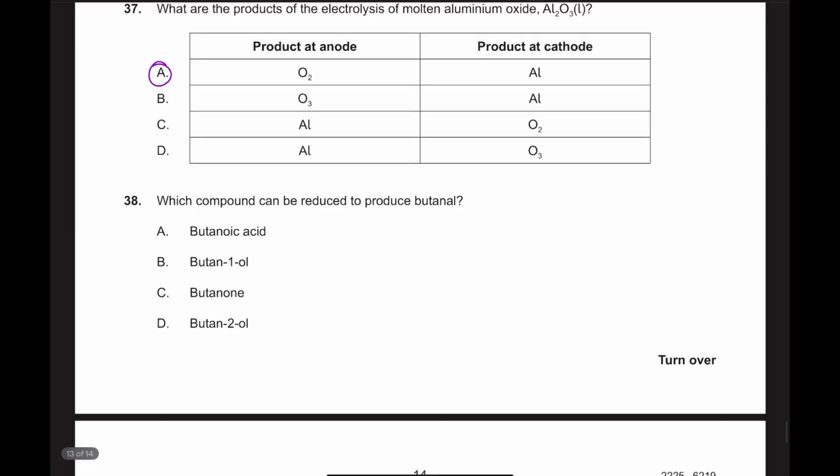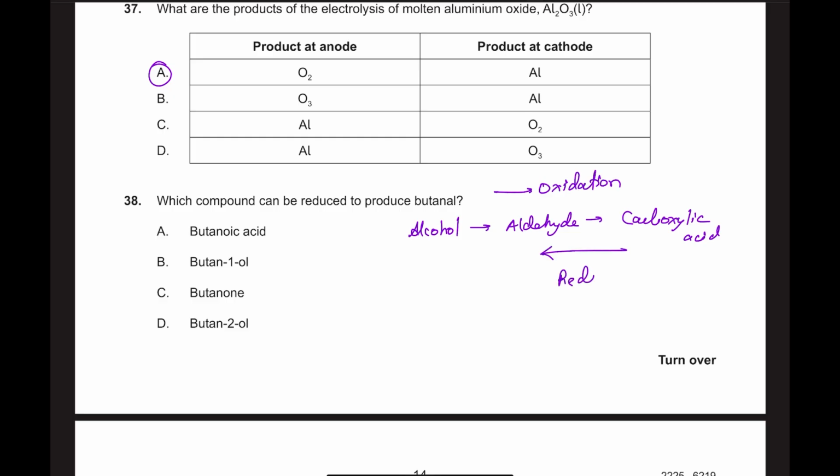Next, which compound can be reduced to produce butanol? If you look at the chain, alcohol, aldehyde, carboxylic acid. This is the oxidation chain. The opposite would be the reduction chain. So carboxylic acid can be reduced to form aldehyde. The only carboxylic acid here is butanoic acid. Answer would be A.